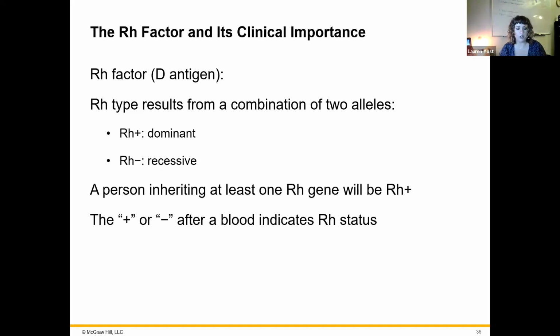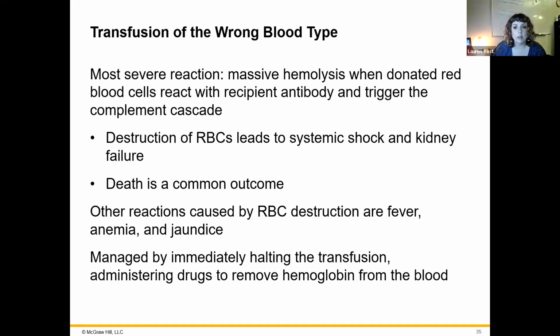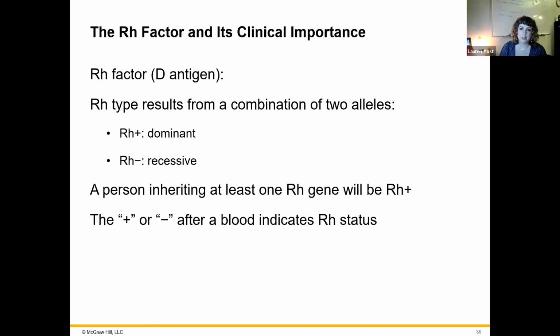So you would want to halt the transfusion, and administer drugs that will help remove the hemoglobin from the blood so that hopefully dampens the shock effect. There's not going to be a whole lot that can be done though.